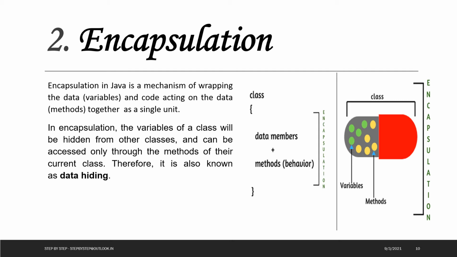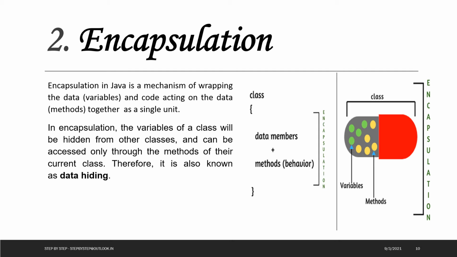So if you see the diagram, it's showing the capsule, which is basically consisting of different variables and different methods. It's like the normal medicine capsule wherein all the contents are hidden inside that capsule.